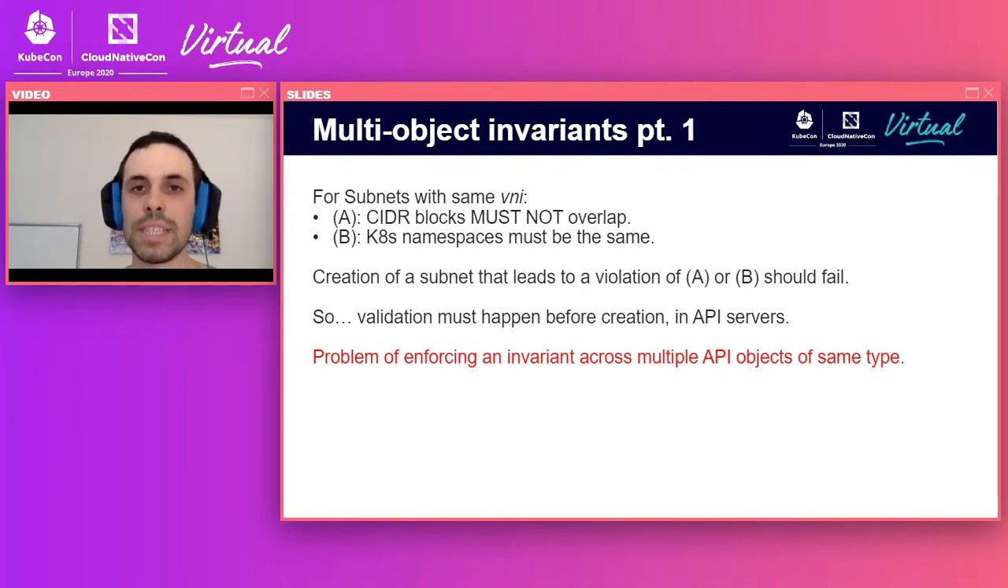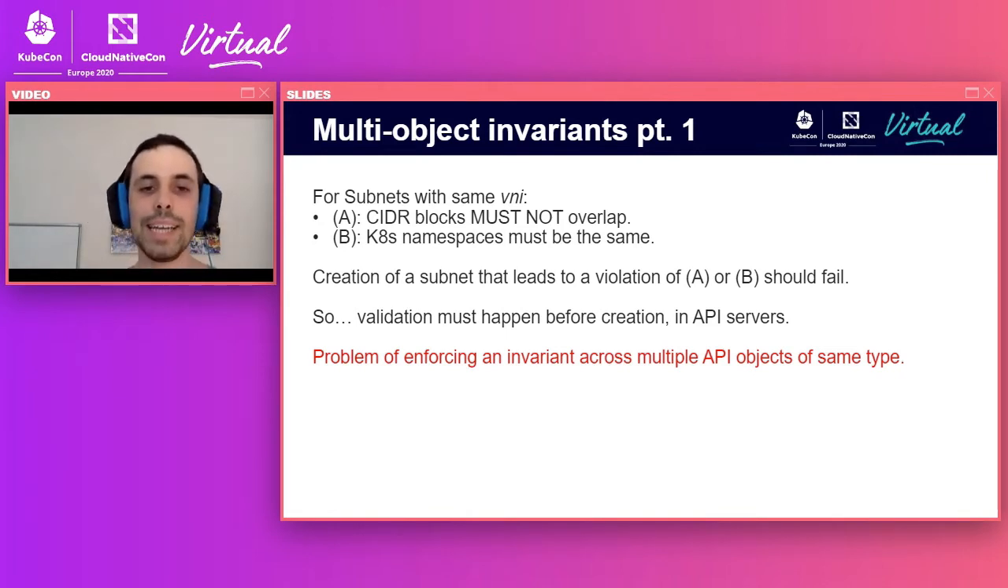Now we can discuss some specific technical problems that we had to solve and that we believe have a relevance beyond just COS. And the first problem is that of enforcing an invariant across multiple API objects of the same type. And this arises because remember that we have subnet API objects, and we can have multiple subnets that are within the same VXLAN virtual network. That is perfectly fine. But if that's the case, we want the pool of IP addresses of those subnets to be disjoint. And we also want those subnets to be within the same Kubernetes namespace, just because it's simpler to think about all the resources within the same VXLAN virtual network as being within the same Kubernetes namespace.